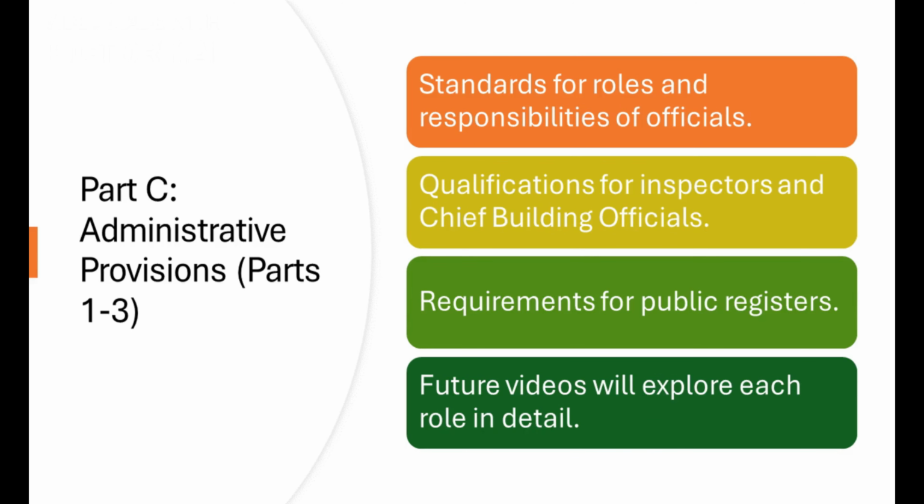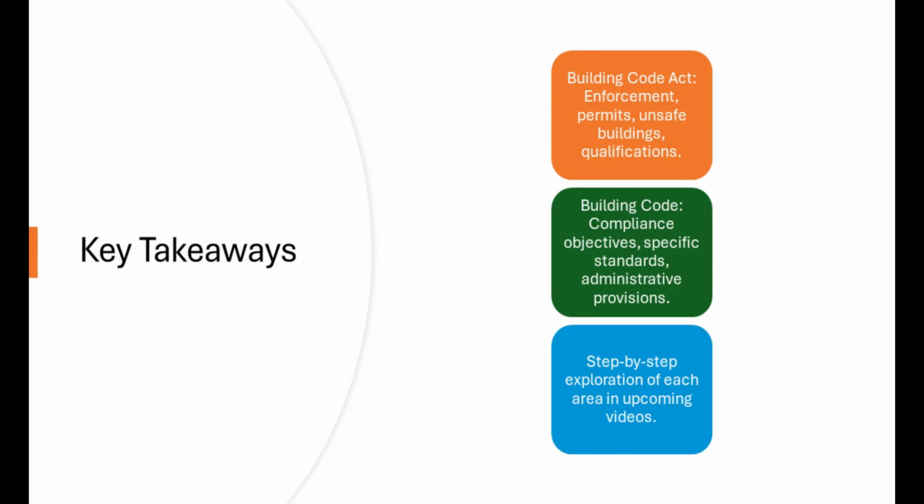Lastly, Part C. Administrative Provisions. The administrative provisions cover the responsibilities of officials and administrative rules within the building code. This section provides standards on how roles are assigned, the qualifications required, and how different officials interact with the public. Some parts, like fee requirements and certain designations, aren't covered, so focus on the general roles, registration categories, and requirements for public registers. Let's recap the key topics.